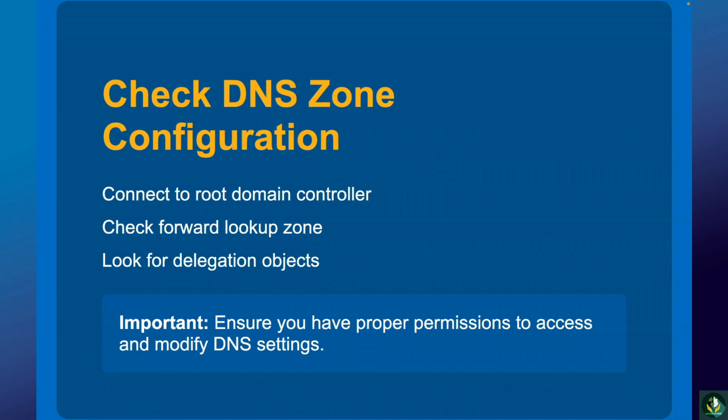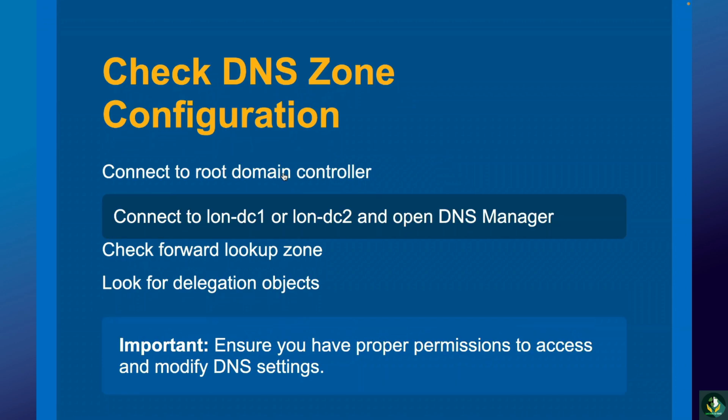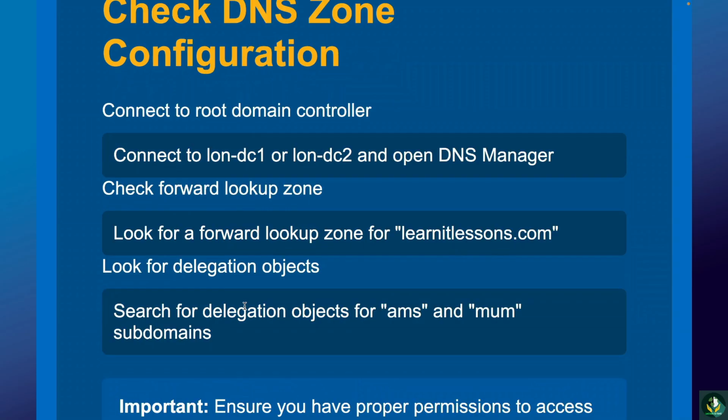So to begin, we'll connect to our root domain controller, either LoanDC1 or LoanDC2. And there we'll open DNS Manager and verify the presence of a forward lookup zone for learnedlessons.com. Additionally, we can check for delegation objects related to AMS and MOOM subdomains. So let me expand these bullets here.